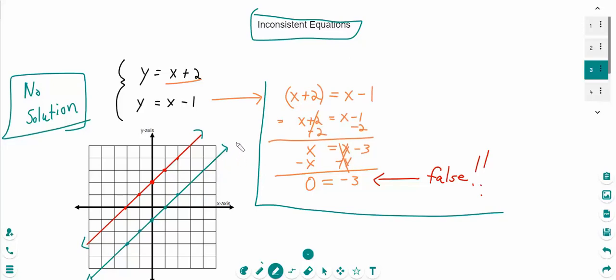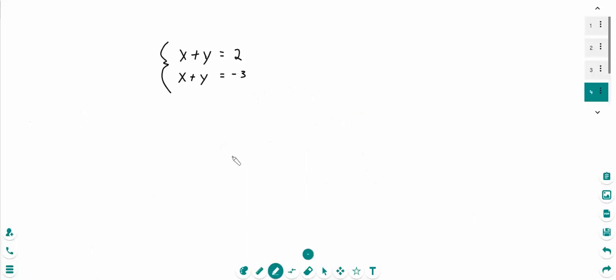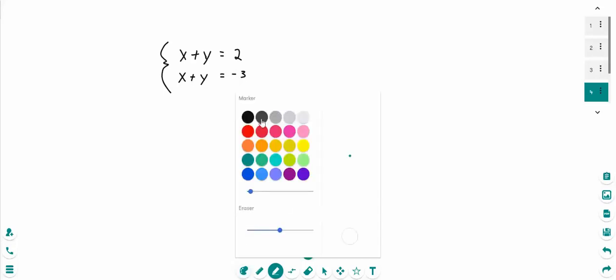Okay, now let's talk about one more scenario. Actually, before we do that, we've got one more problem to do. So let's go ahead and do this one. And this one, I just wanted to throw it at you because it's not written in the nice, easy slope-intercept form that the other one was. But let's go ahead and try it. Let's do elimination first on this one.